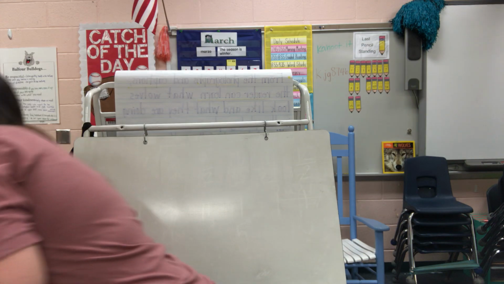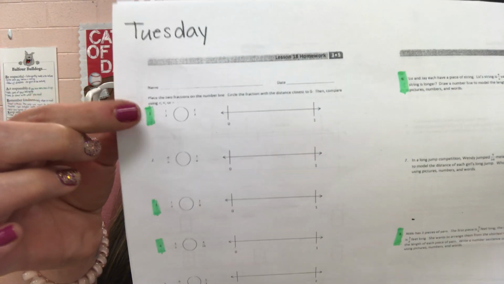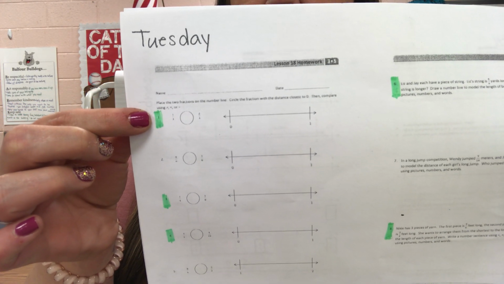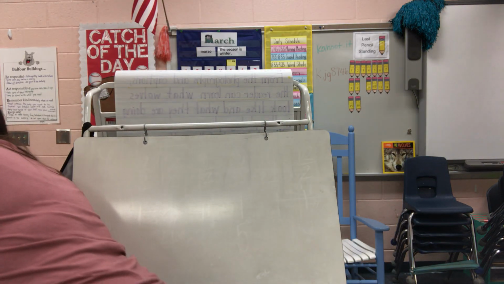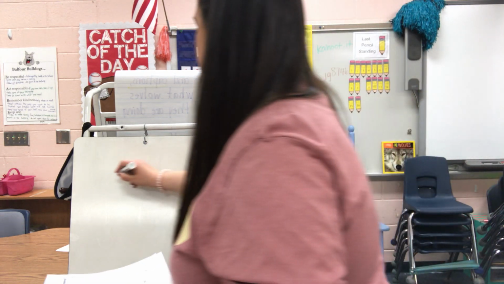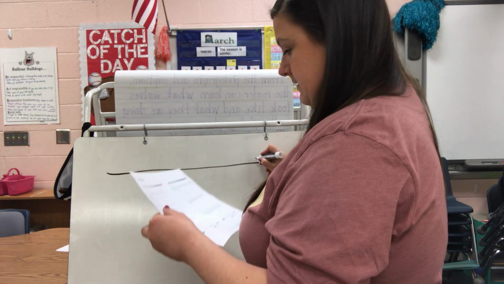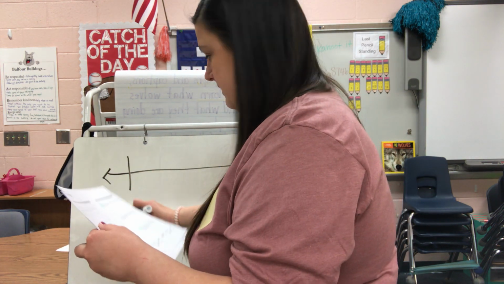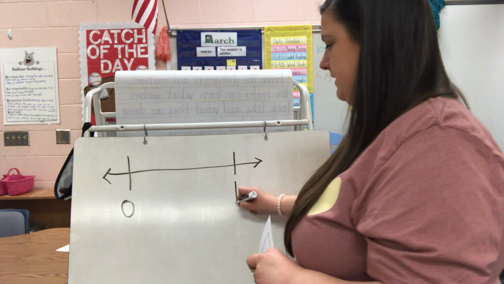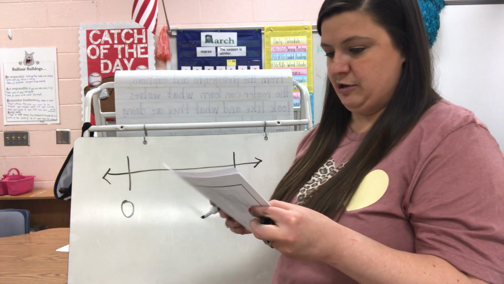Okay? So, if we look at today's page in our packet, Tuesday, we're going to start over here, and we're going to do number 1 together first. Okay? So they've given you a number line, and your number line starts at 0 and goes to 1. So I'm going to draw that on my board. Starts at 0 and goes to 1. Okay, this is what you have on your paper.